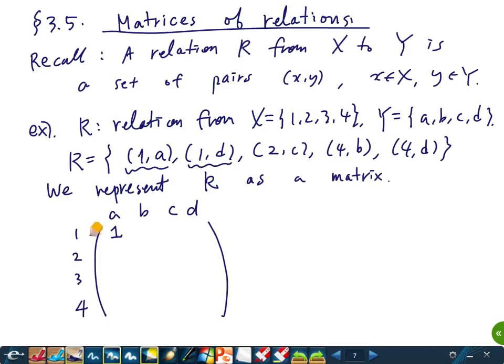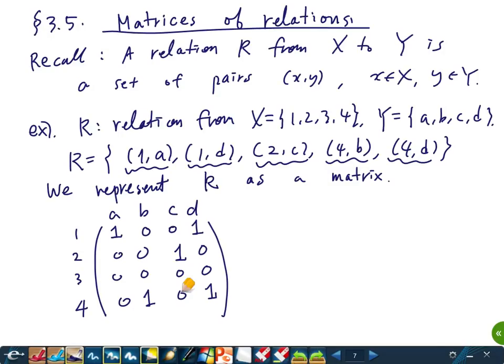And (1, D), fill it with 1. (2, C), fill it with 1. (4, B), fill it with 1. (4, D), fill that entry with 1. What about the remaining entries? They will be 0. Fill the remaining entries with zeros, like that. This is called the matrix of the relation.